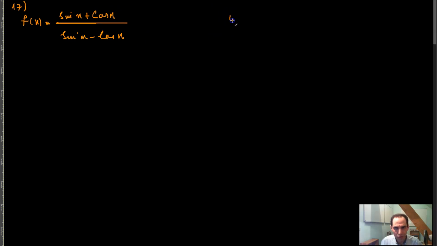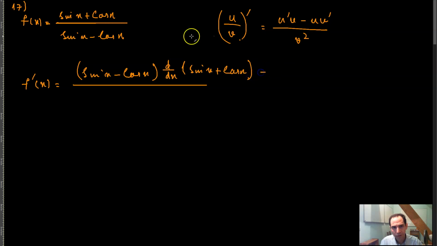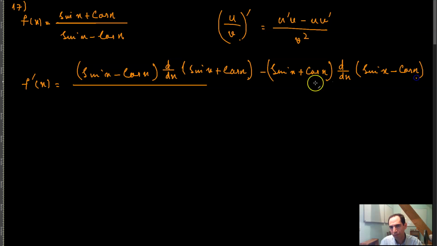So this is again the same thing as u divided by v whole prime is equal to u prime times v minus u v prime divided by v squared. So you can write f prime of x as basically v, which is sin x minus cos x, times d by dx of the numerator, which is sin x plus cos x, minus sin x plus cos x times the derivative of sin x minus cos x. And you divide the whole thing by basically sin x minus cos x whole squared.